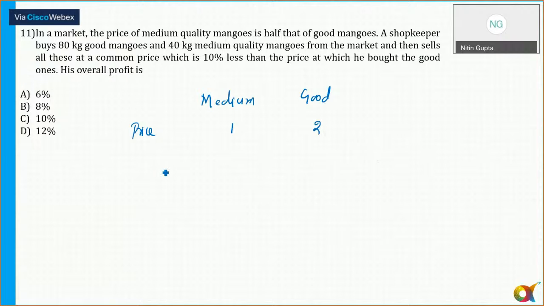A shopkeeper buys 80 kg of good mango and 40 kg of medium quality from the market, and then sells all these at a common price which is 10% less than the price at which he bought the good ones. So what is the total cost price? Total cost price is 40 into 1 plus 80 into 2, which is equal to 200.